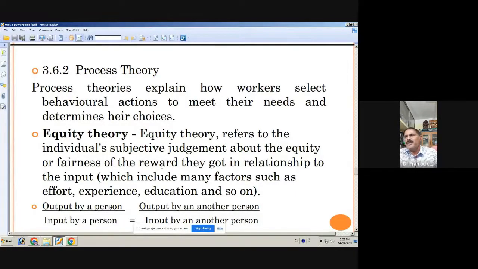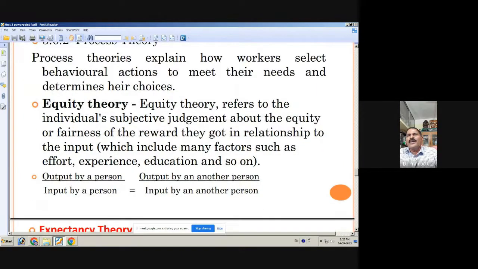Process theory explains how workers select behavioral actions to meet their needs and determine their choices. You know that is equity theory. And when we are concerned with the equity theory, we must know that there should be fairness and impartiality when we are doing a job in a particular organization.